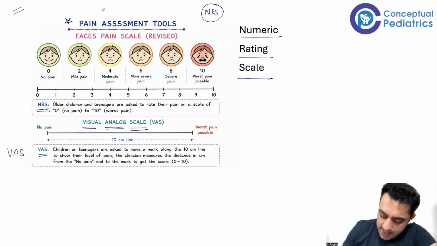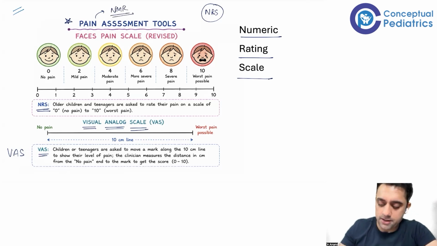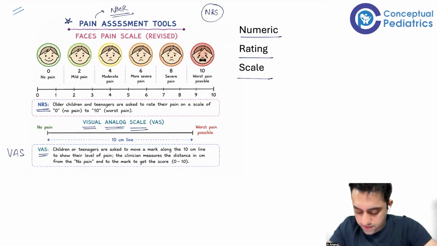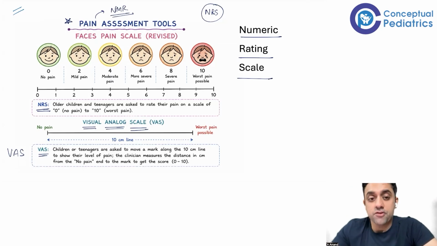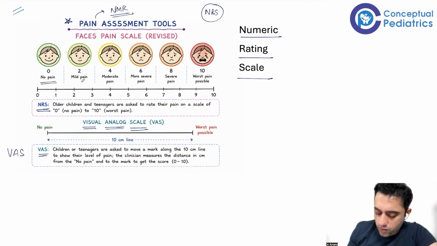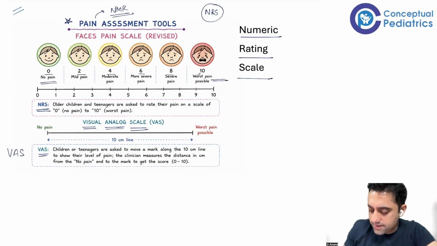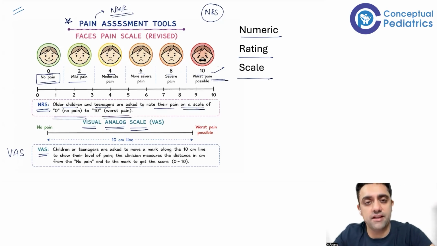So pain has an N. Basically you have the numeric rating scale. Remember that. And then we have the visual assessment scale. The numeric assessment scale is like no pain 0 to worst pain 10. We have 0, 2, 4, 6, 8, 10. If there's no pain, that is 0. Then mild, moderate, more severe, severe, and worst pain is 10. So basically in NRS, older children and teenagers are asked to rate their pain on a scale of 0 being no pain and 10 being the worst pain.